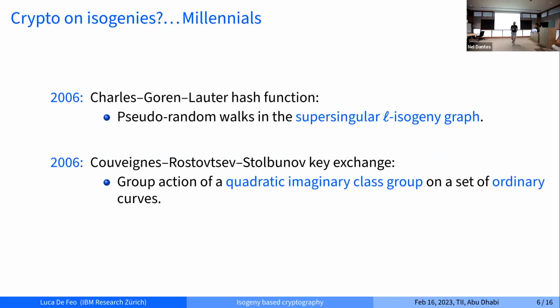But then we came to the turn of the century, and people really started saying, hey, because it seems to be hard to compute isogenies in general between elliptic curves, let's try and make crypto. So the very first published proposal was by Charles, Goren and Lauter in like January or February 2006, where they say, well, one easy thing we can do is hash functions. Obviously, hash functions are not the super complicated public key primitive, but still it is quite nice that by using some well-chosen isogeny graphs, and precisely the supersingular l-isogeny graphs, you can define a hash function which essentially corresponds to doing a pseudo-random walk in these graphs of isogenies.